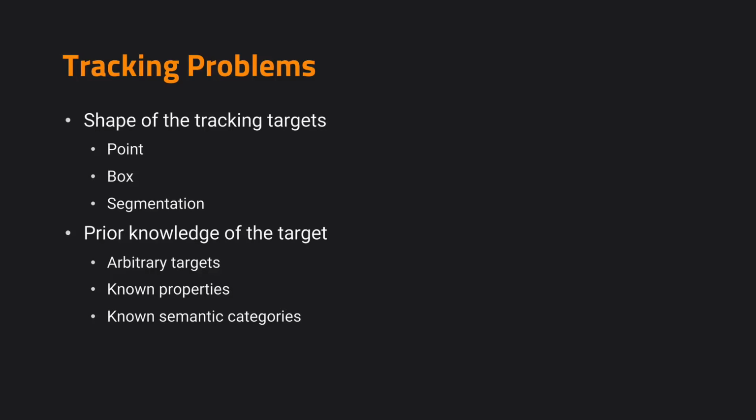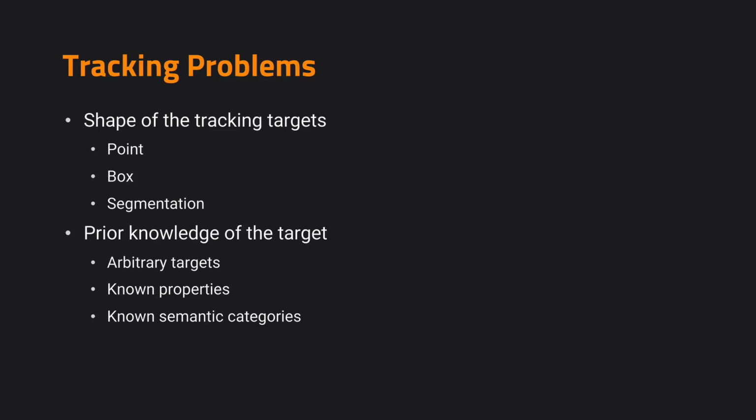A second dimension is what prior knowledge you have about your tracking target. Are you tracking any object target where you only know its appearance or some examples, or you do know some properties about the target? Say you are tracking a corner, or you know that the target is a planar object, even though it's in a 3D space.